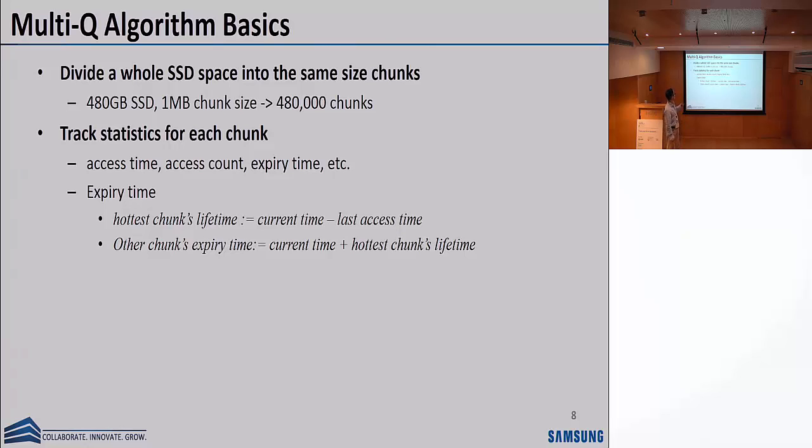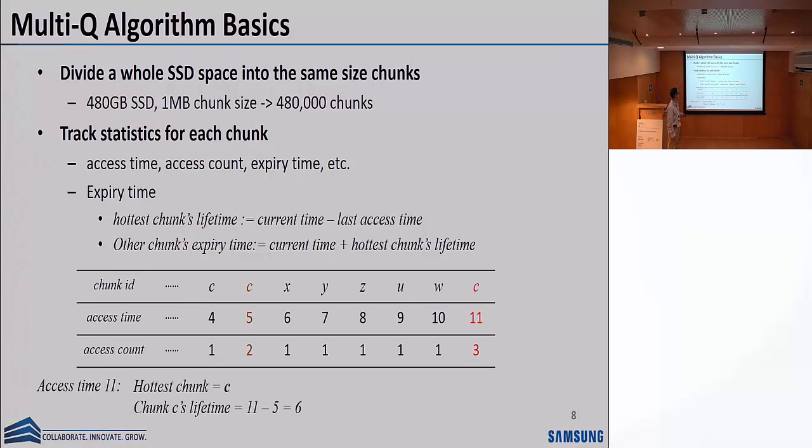In addition to that, multi-queue maintains a hottest chunk's lifetime. The hottest chunk's lifetime will be calculated with the difference between the last two consecutive accesses for that chunk. This hottest chunk's lifetime is used for setting up other chunks' expiry time. This expiry time will be used for promotion and demotion, meaning that we will dynamically adjust the stream ID. We'll discuss that one in the next slide.